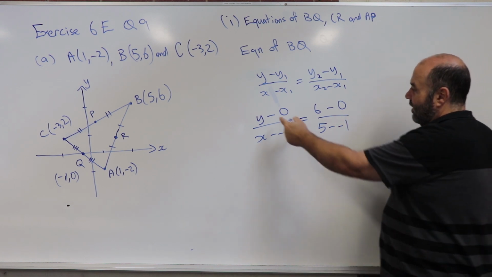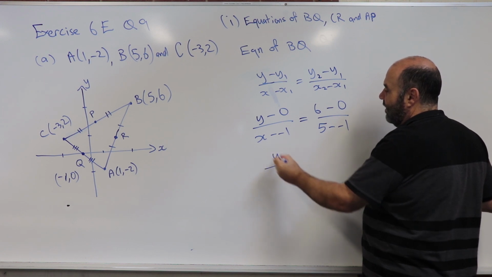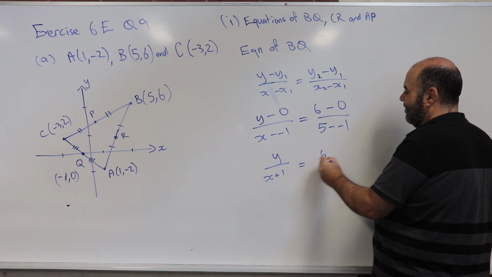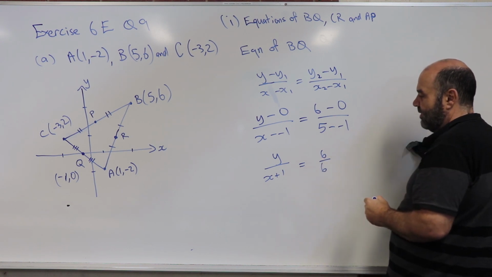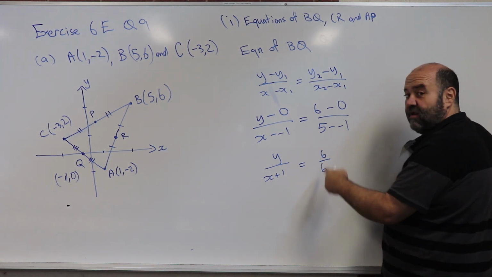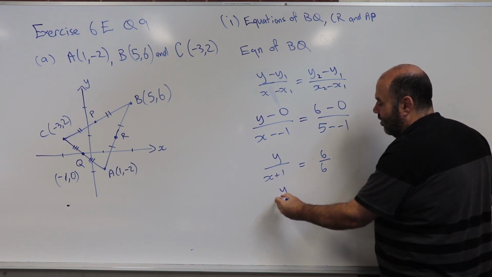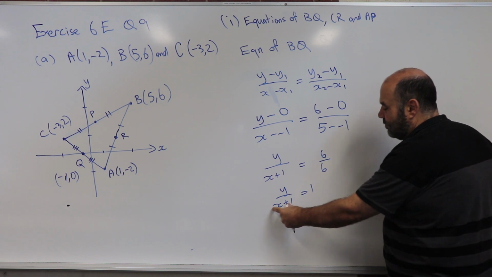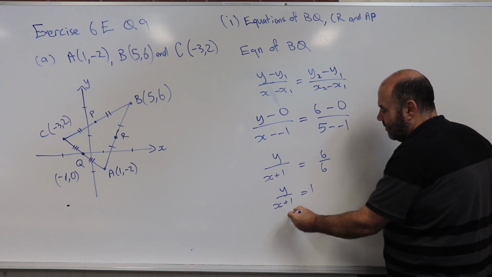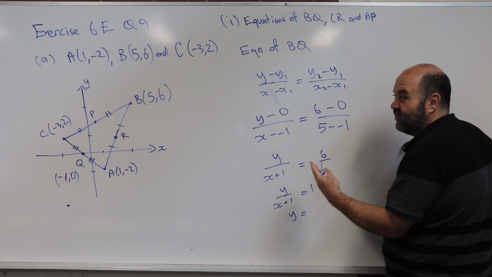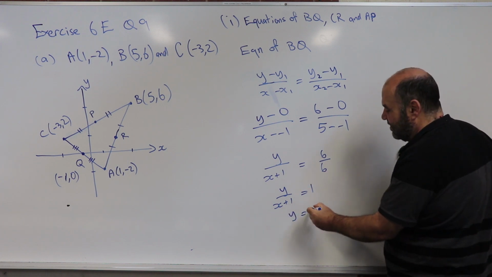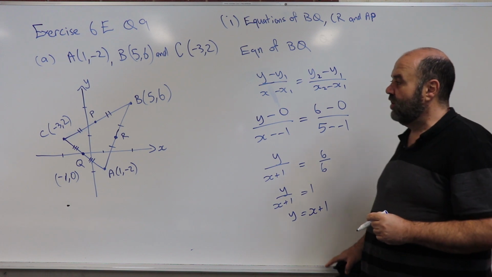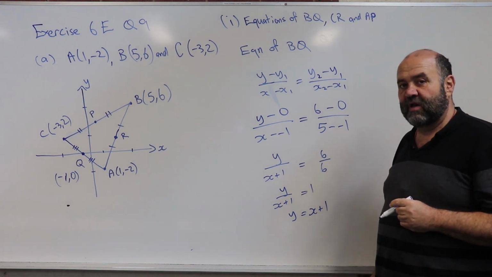Okay, so over here I've got y minus 0 over x plus 1 is 6 over 6. So that's 1. So I've got y over x plus 1 equals 1. If I multiply that x plus 1 over here, I've got y equals 1 times x plus 1, which is just x plus 1. So I've got the equation of the line BQ: y equals x plus 1.